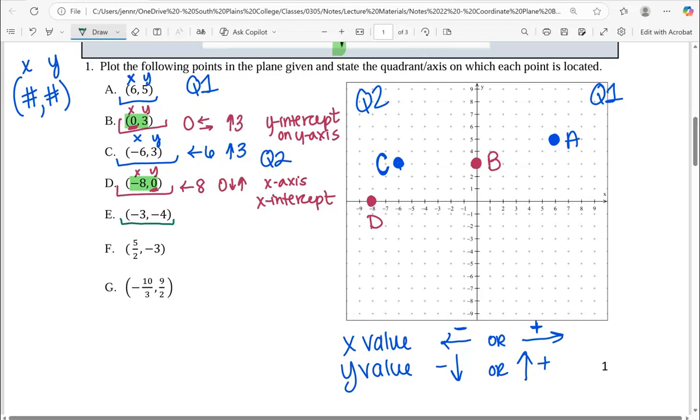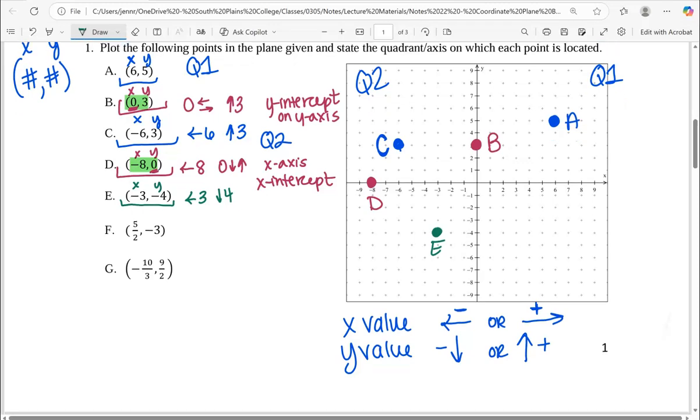Negative 3, negative 4. Negative 3 is giving me an x value. Negative 4 is giving me a y value. So if I take care of the x first, that's going to move me to the left 3 till I find negative 3 on the x-axis. Negative 4 means go down 4. So left to negative 3, down to negative 4, place your point.